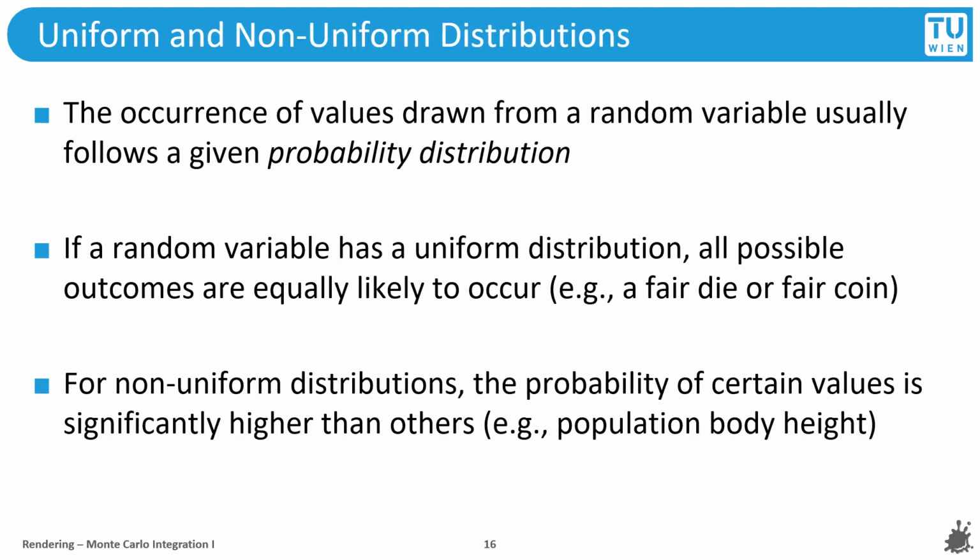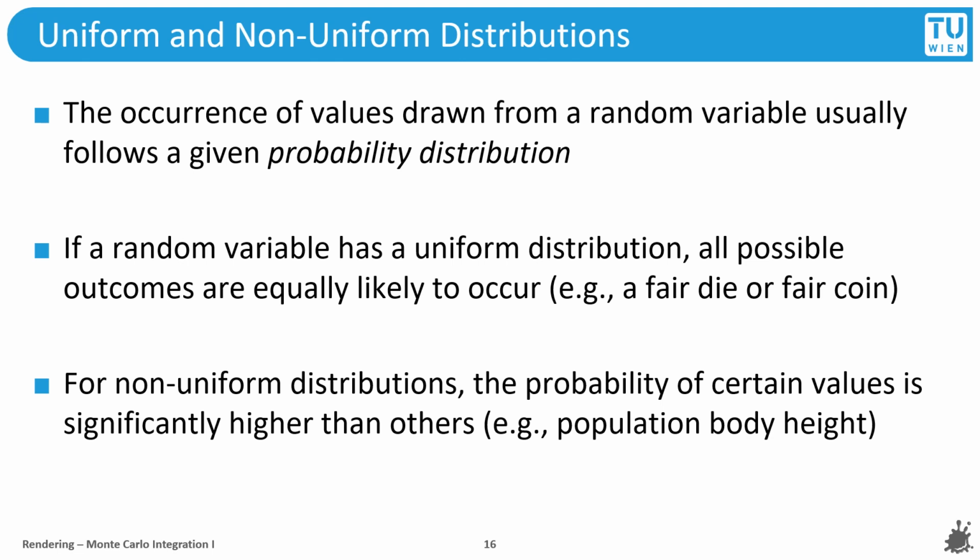The occurrence or the probabilities of these values that we can observe from a random variable usually follow some kind of probability distribution. If a random variable has a uniform distribution, all possible outcomes are equally likely to occur. So for instance, in a fair die or a fair coin.